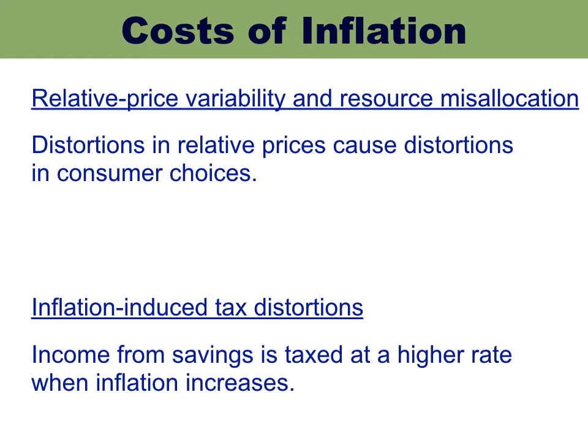Relative price variability and resource misallocation. So when people change their prices, they've got to change them quite a bit. Again, we can think about a fairly high inflation rate, 10% inflation. Imagine that there is a banana farmer and an apple farmer, and inflation is at 10%. So what are these farmers going to do?